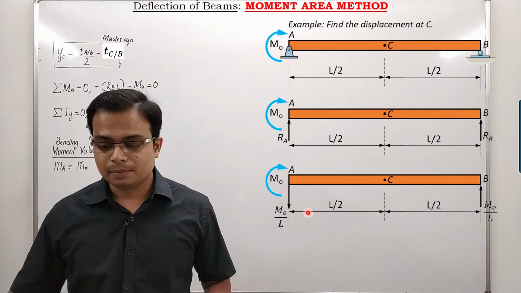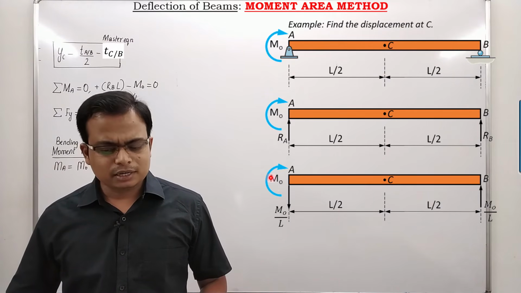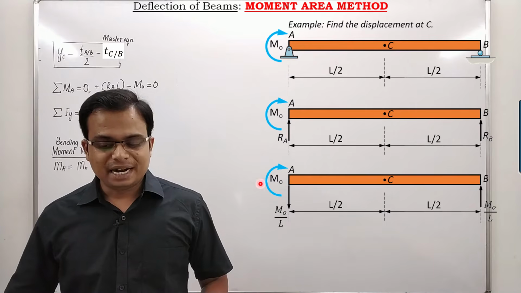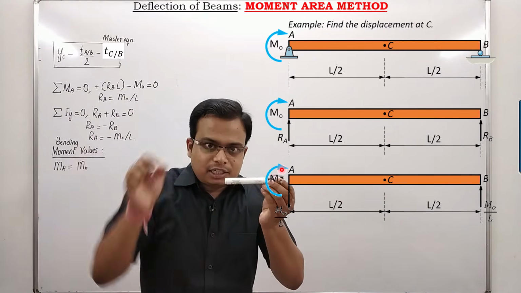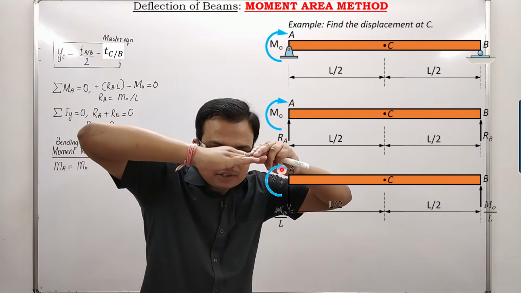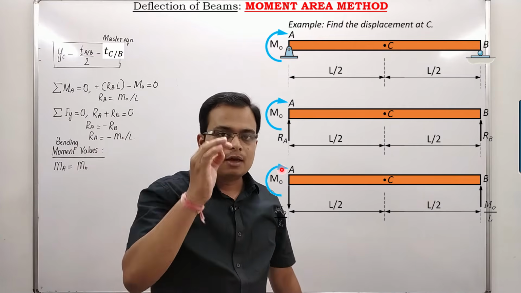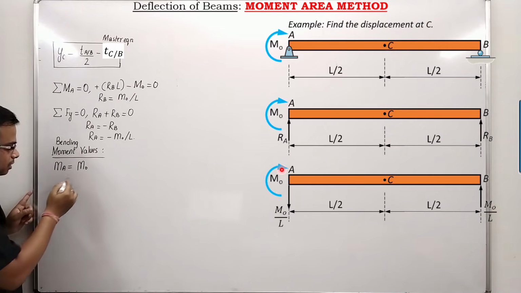The reason being very simple. If you watch, it's called a sagging bending moment. Why? Because initially the beam is straight. It is acting in such a manner that it will try to bend the beam in this fashion. This is a clear-cut case of sagging, and for sagging we apply a positive sign. That's why the moment at A is M naught.